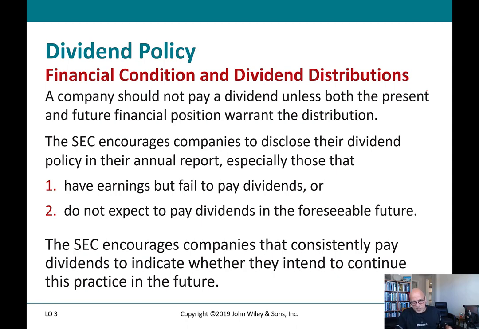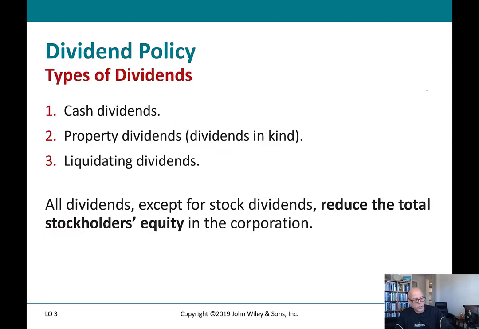If they've paid dividends in the past and they're not going to, what are the reasons for that? All important information that the Securities Exchange Commission would like investors to know. So they encourage disclosure about dividend policy. Okay, now when we look at dividends, we could have cash dividends, most common, but there could also be property dividends, and we could also distribute more shares as a dividend.